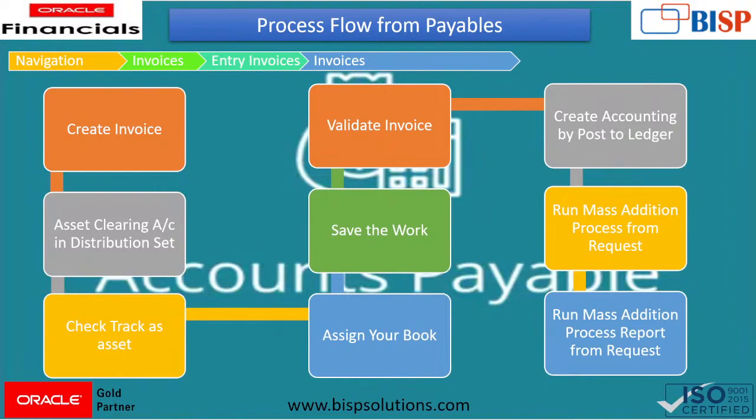The Track as Asset checkbox in the window is checked. It is automatically checked if the account is an asset account. The invoice is approved. The invoice line distribution is posted to Oracle General Ledger from the payables. The general ledger date on the invoice line distribution is on or before the date you specify for the create program.